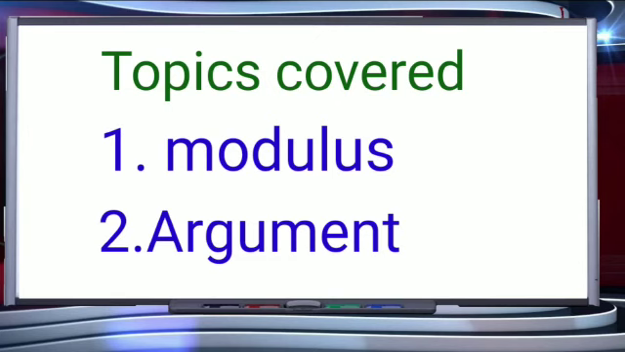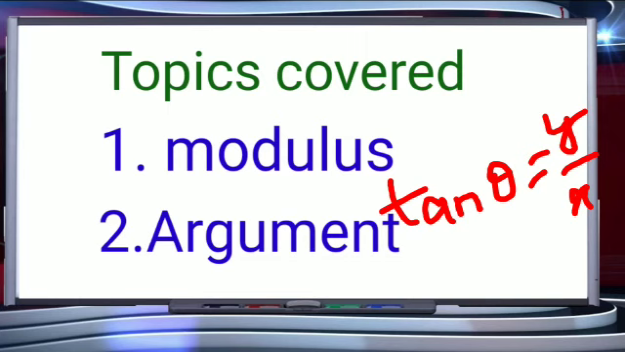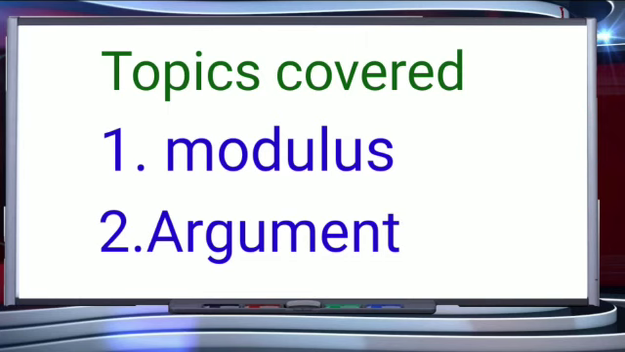In this we have studied that if a number is given by x plus iota y, then its argument, that is tan theta, is equal to the imaginary part over the real part, or we can say theta is given by tan inverse of y upon x.